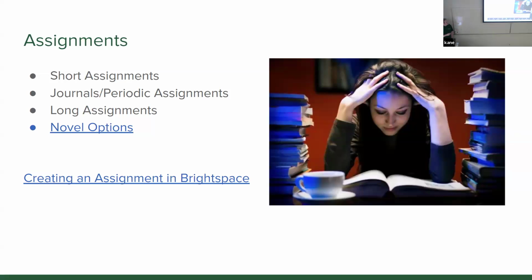Next, we think of something that's a little bit more unique, which is the journal or periodic assignment. This is something where each entry would probably be a short assignment, but what you are looking for is for students to create something that they can look back on and understand how their learning has evolved, or you as the faculty member can look back through and make judgments on their ongoing learning and their development of critical thinking, what have you.